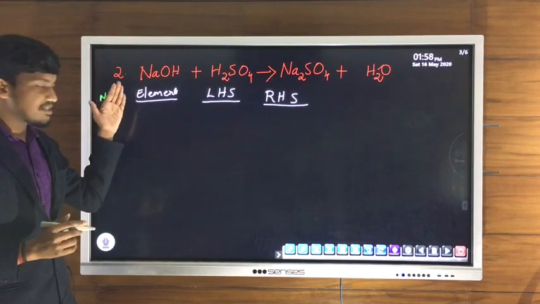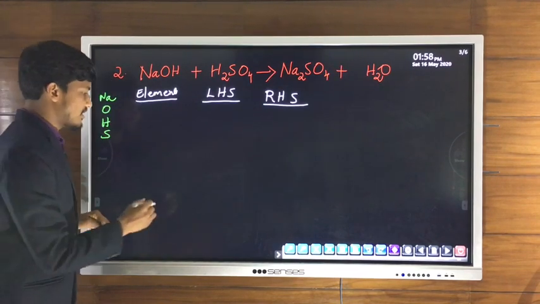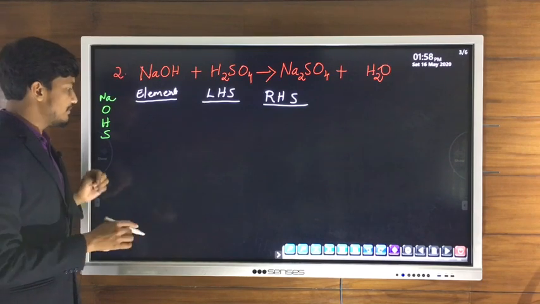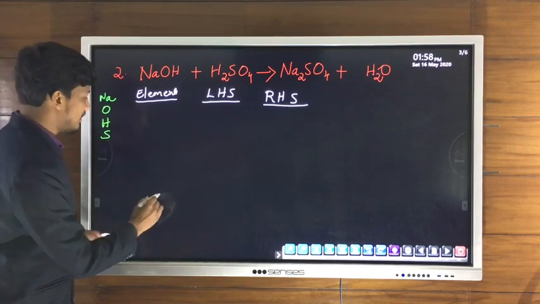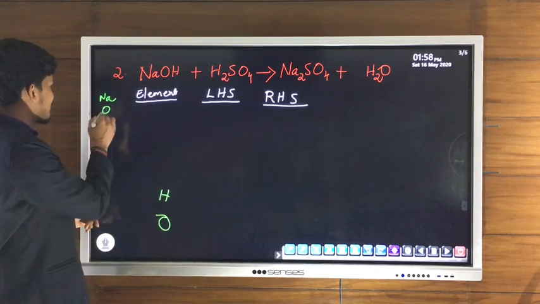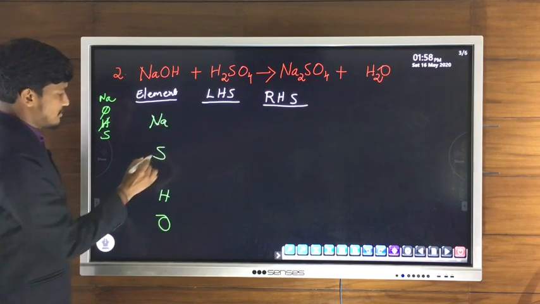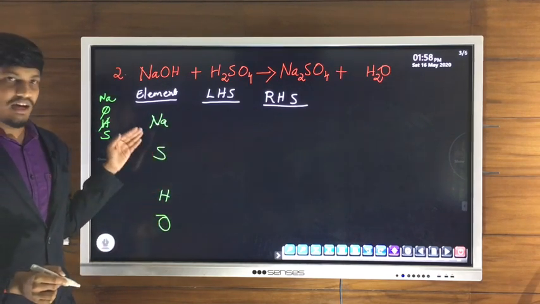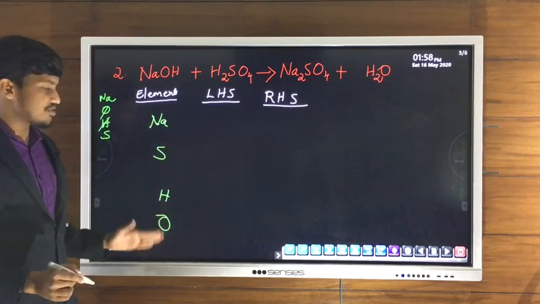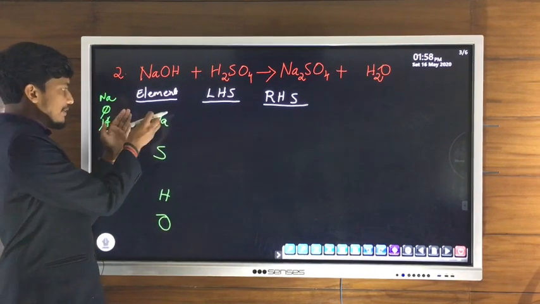Now when you write these elements in order, H and O we will write in the last steps, because we can easily balance the equation. Other than these, which are left, we have Na and S. In this order we have Na, sodium, sulfur, hydrogen, oxygen. Now we will count the number of atoms.